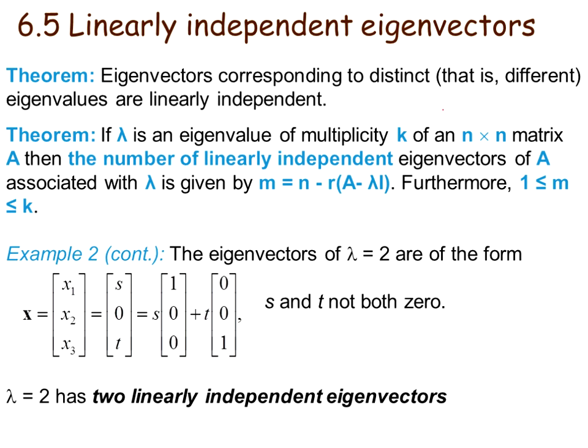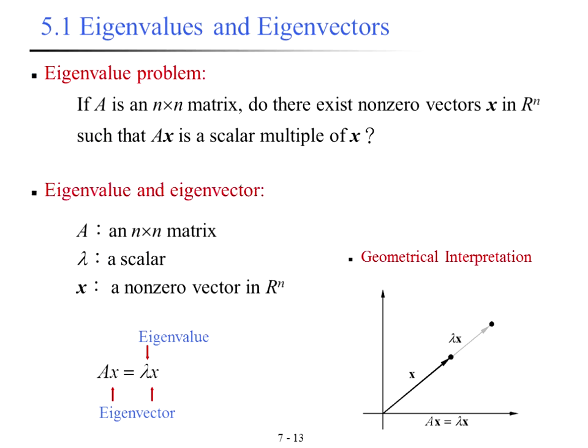So the eigenvectors of lambda equal to 2 are of the form x equal to (s, 0, t). If we take s outside, then we take 1 here and 0 0 here. If we take t outside, then we give 0 0 t. So lambda equal to 2 has two linearly independent eigenvectors.